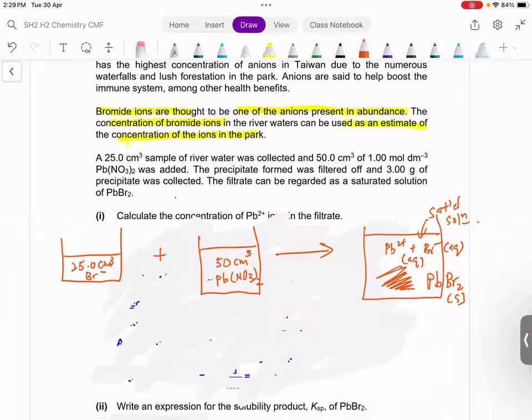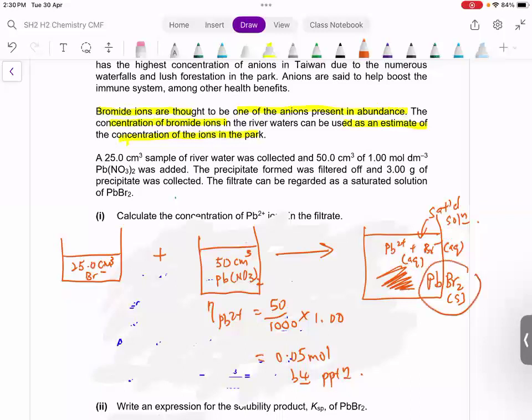So how do I calculate the concentration of lead 2 plus in the filtrate? Total mole of lead 2 plus will be equal to 50 over 1000 multiplied by 1, so that will be 0.05. That is the total mole before precipitation. Then after you add the two together with the river water, 25 cm³, it will cause precipitation. So this is 3 grams.